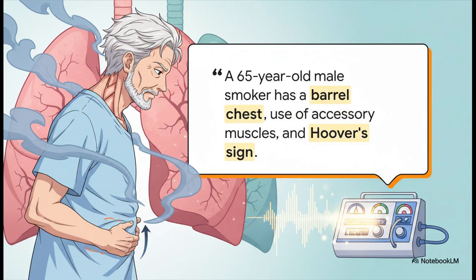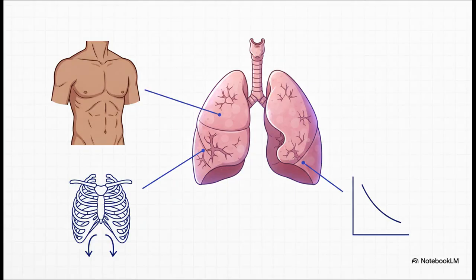Okay, now for case 2. A completely different patient, a 65-year-old male, long-term smoker with chronic cough and dyspnea. The physical exam findings are textbook. Barrel chest, using accessory muscles, Hoover sign. I mean, this whole picture is just screaming one thing. And what is it screaming? Air trapping. Every single one of those findings is a direct result of air trapping.